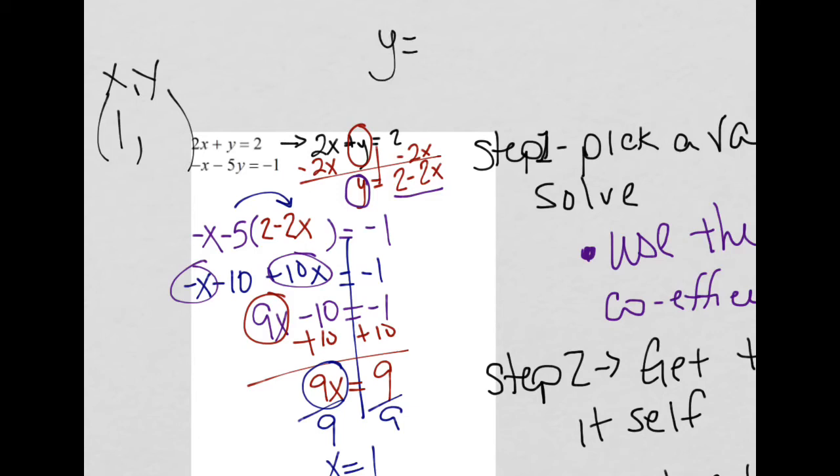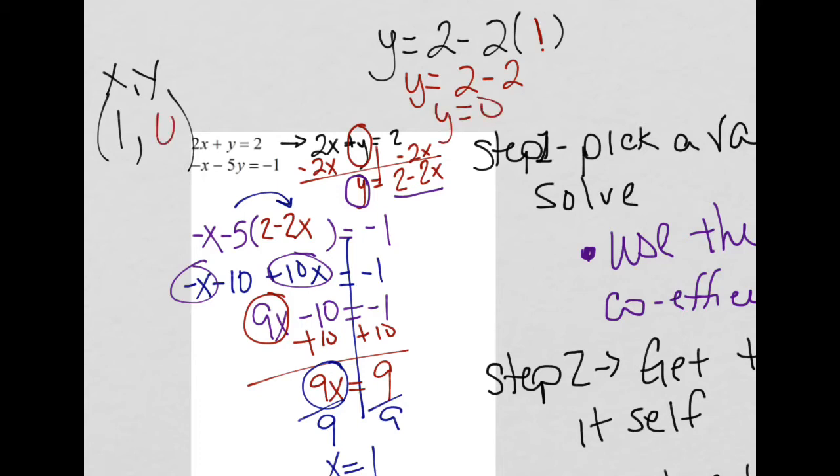So y equals 2 minus 2, and instead of x, I'm going to use my parentheses. I'm going to fill in my 1 for x. So what's negative 2 times 1? Well, that's going to be 2 minus 2. And 2 minus 2 is 0. So what is y? 0.